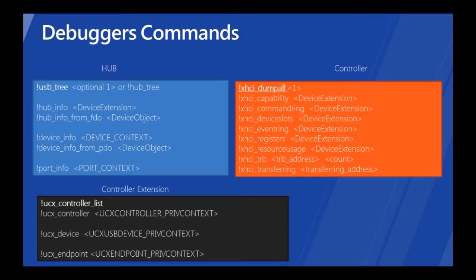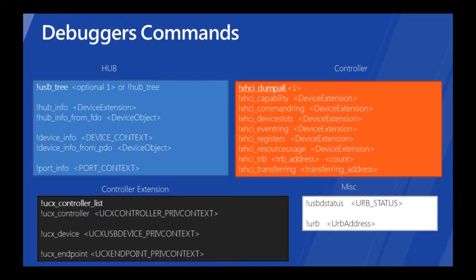The !xhci capability displays the controller capabilities as described by the hardware capability registers. !xhci commandring lists all the command TRBs that are pending and completed by the hardware. !xhci deviceslots dumps information about the slot, endpoint context, and transfer rings. !xhci eventring lists all the event TRBs that are pending and completed. !xhci registers lets you inspect the state of hardware registers. !xhci resourceusage shows the common buffer usage by the driver, and !xhci trb lets you dump the details of a TRB in a human readable form.